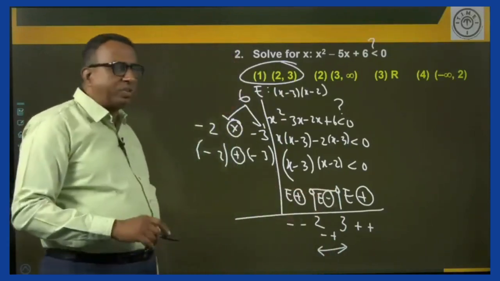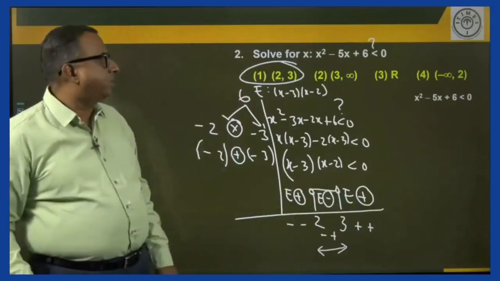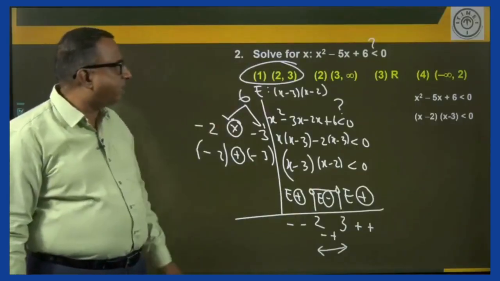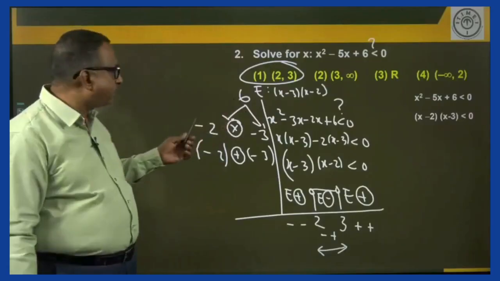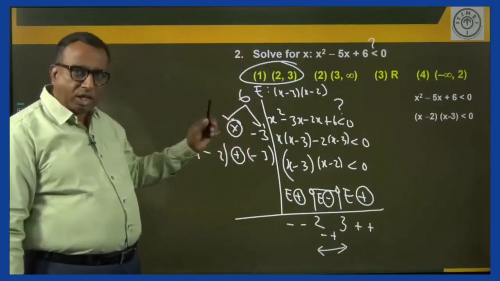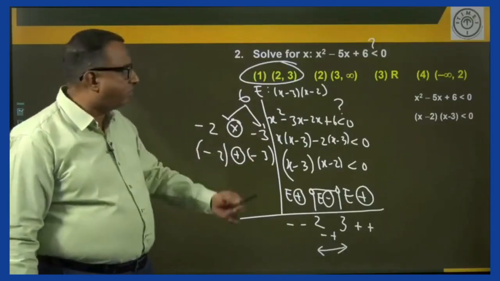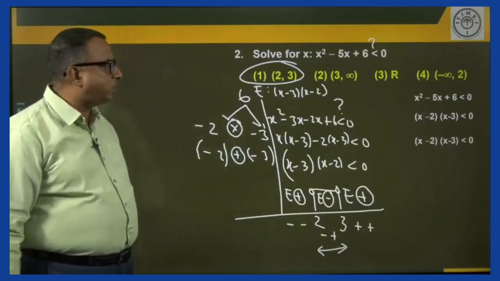So when x is between 2 and 3, the expression is going to be negative. Let us see it once more. Right. So x square minus 5x plus 6 less than 0. You can factorize and write it as x minus 2 into x minus 3 because the 6 can be factored as -2 into -3. The algebraic sum of -2 and -3 is giving us -5. The -5x is what we have. So that means x minus 3 into x minus 2 less than 0.